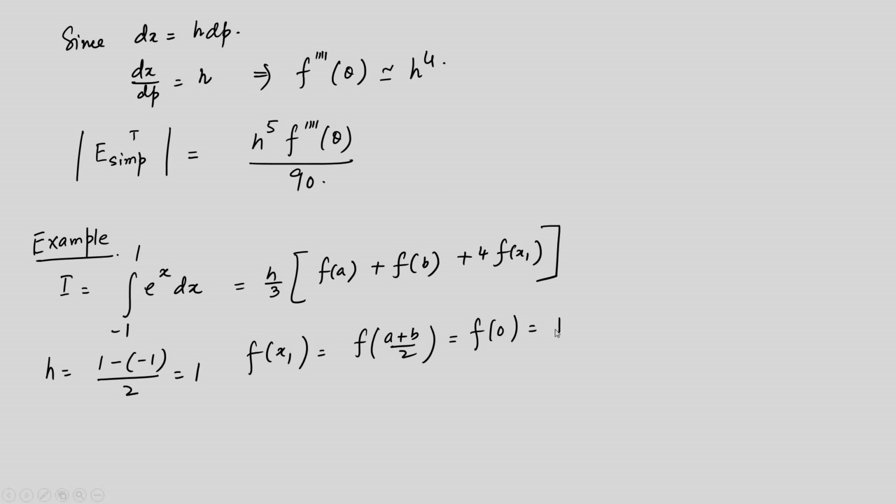Okay, so that is fine. So this is equal to 1, or we can write it as e to the power 0 if you like. So the integral is equal to e to the power minus 1 plus 4 e to the power 0 plus e to the power 1, divided by 3, which gives a value which is 2.36205. So this is the value that we get from just 2 segment Simpson's 1/3 rule.